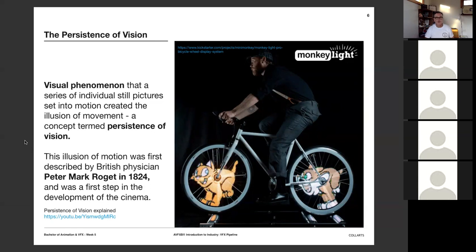This illusion of motion was first described by British physician Peter Roget in 1824, but it's obviously been known long before that. That's when it was first given its name. It's a great title too.